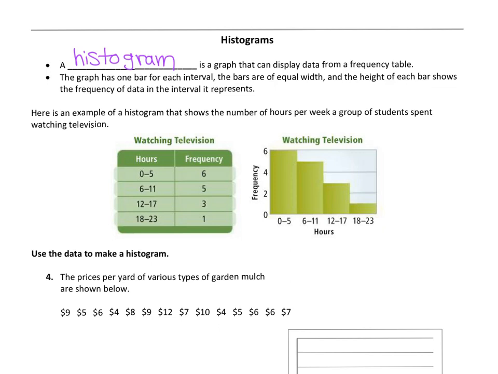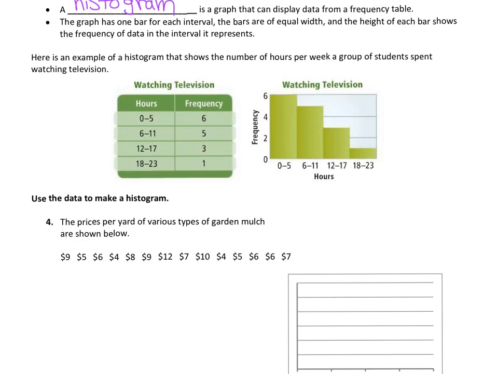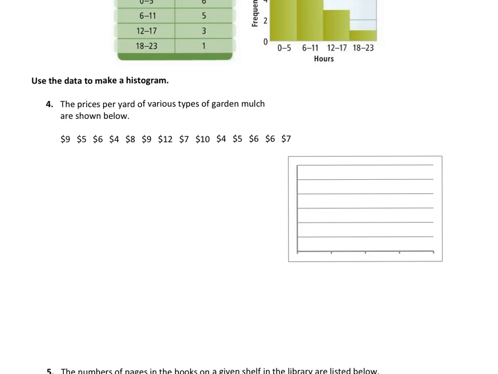If you see our example below, I have watching television hours and frequency, and we just took that data that was in the table and turned it into a graph. And this type of graph is called a histogram. So let's work on making one ourselves. So we scroll on to example 4.